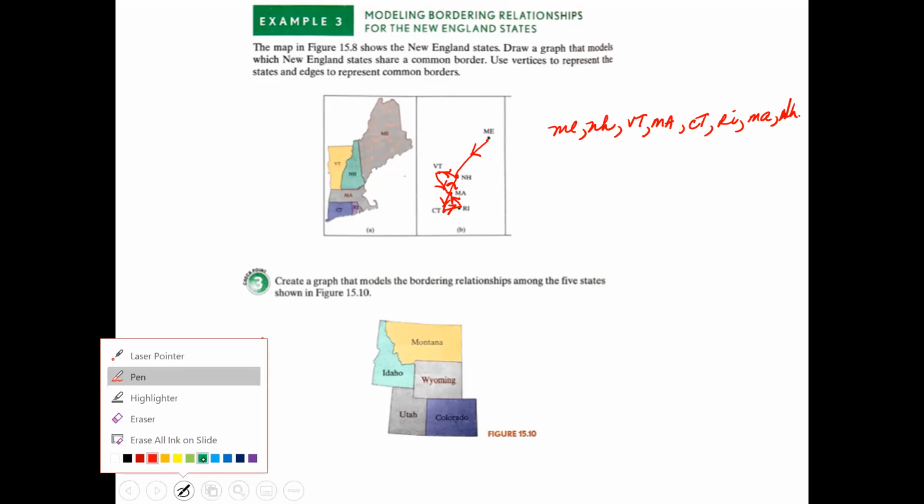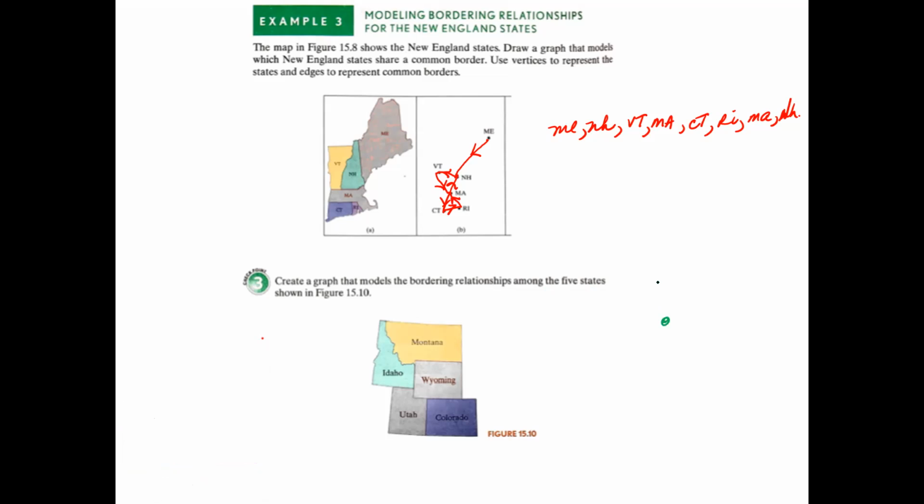figure. So we're going to start off with Montana, Wyoming, Idaho, Utah, Colorado. Okay, so let's see here. If I have to go to all the edges of the states, I'm going to maybe start with Montana, Wyoming, Colorado, Utah.